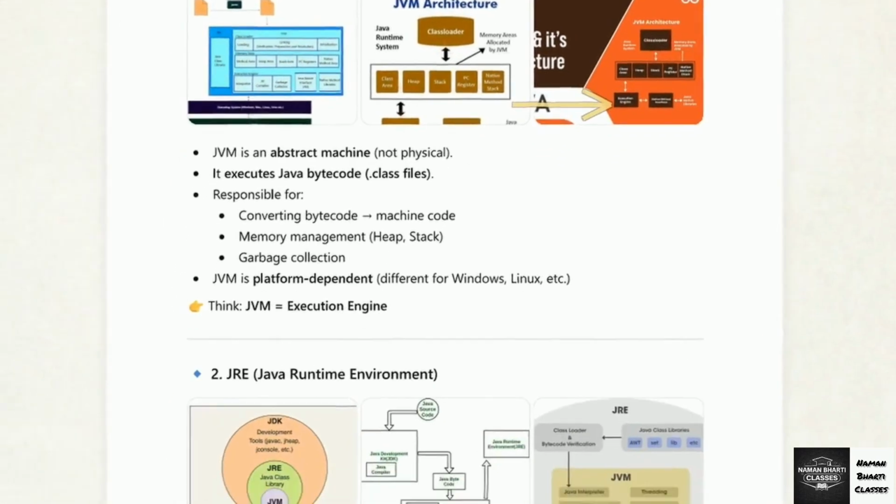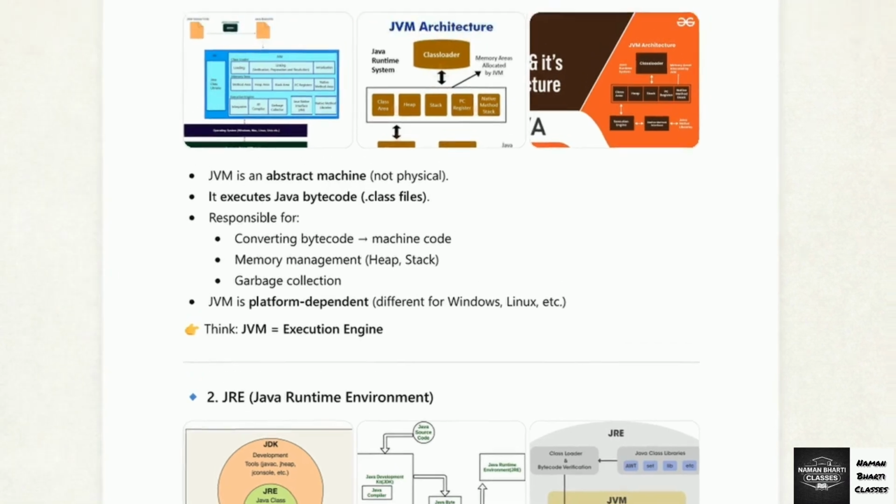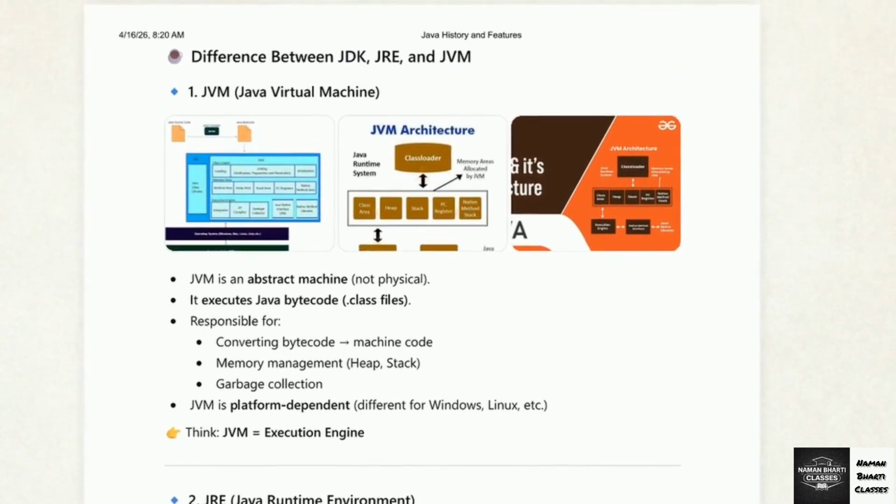Here we encounter a necessary paradox. The bytecode is completely platform independent, but the JVM running it must be platform dependent. You have to install the specific version of the JVM built for your exact operating system. That is because the JVM's primary job is to take that universal bytecode and translate it into the specific native zeros and ones that your local hardware requires, doing so actively at runtime.